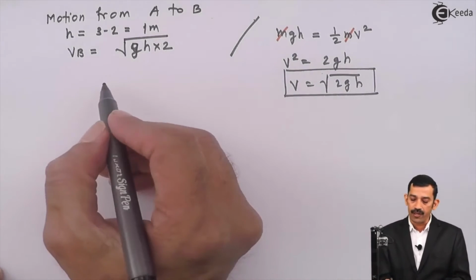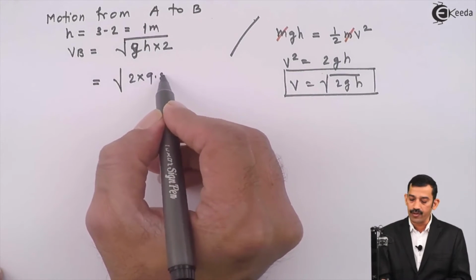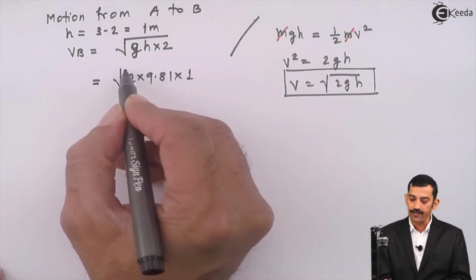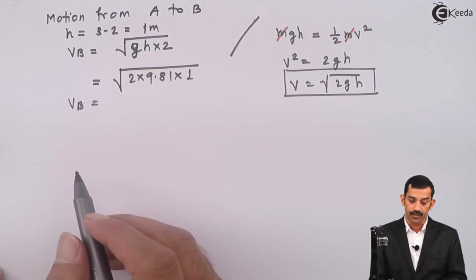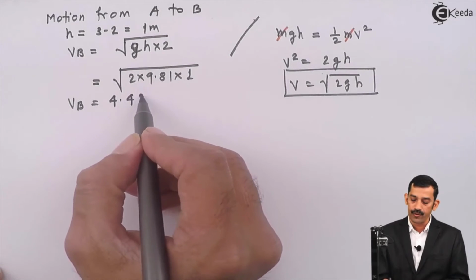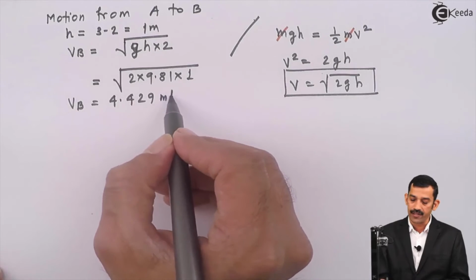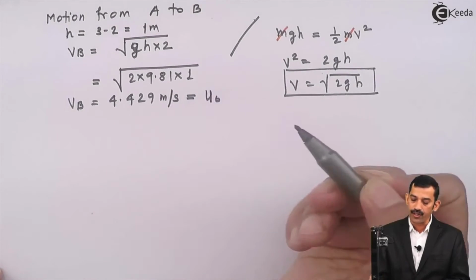Now if we substitute the value of h, we get root of 2 into 9.81, and the h value is 1. Using a calculator to calculate this value, Vb comes out to be 4.429 meters per second. This velocity is also u0.